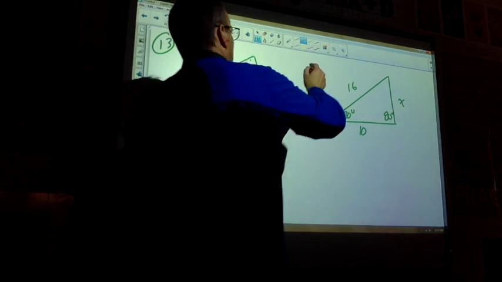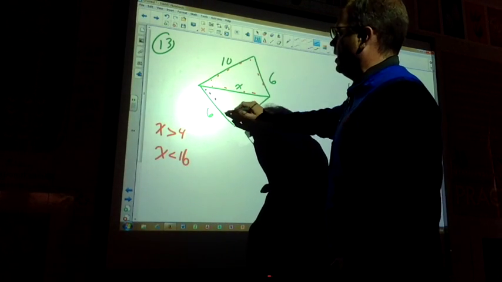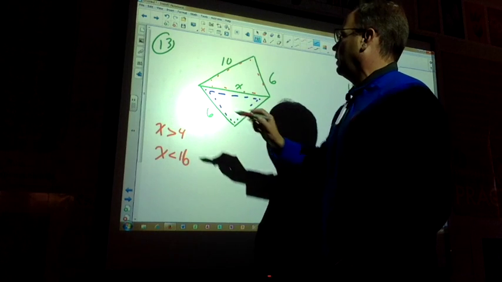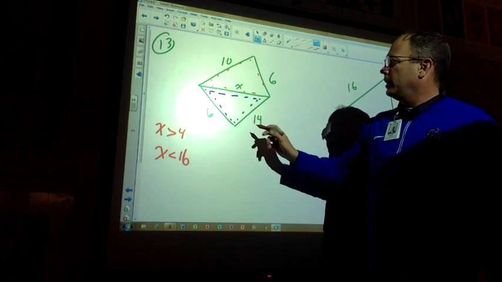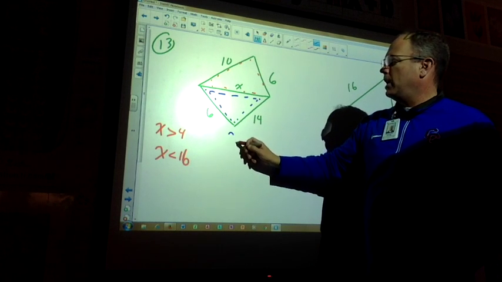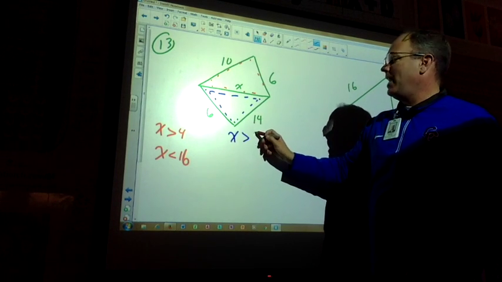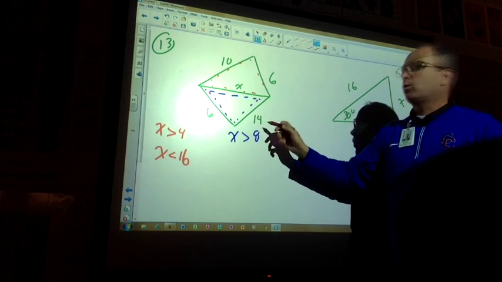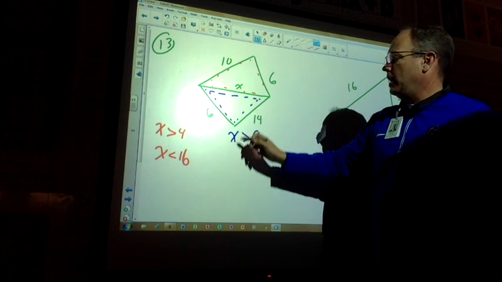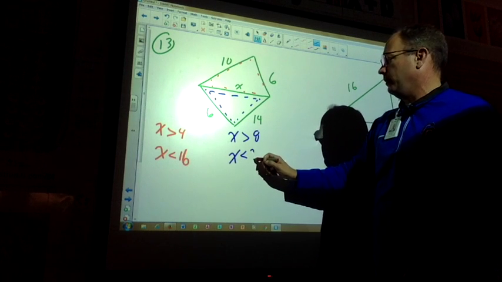Okay, so then we have that second triangle to deal with. So let's take a look at what this bottom triangle will do. If we're looking at the bottom triangle, x has to be greater than 8 because 6 plus 8 has to be bigger than 14, right? And then it also has to be less than 20.